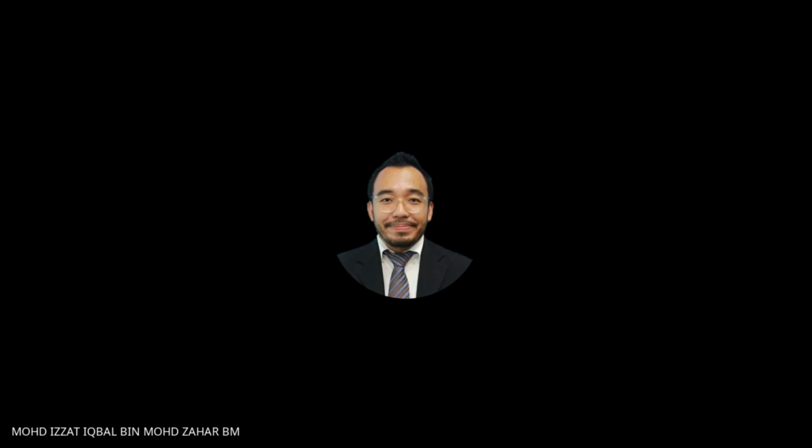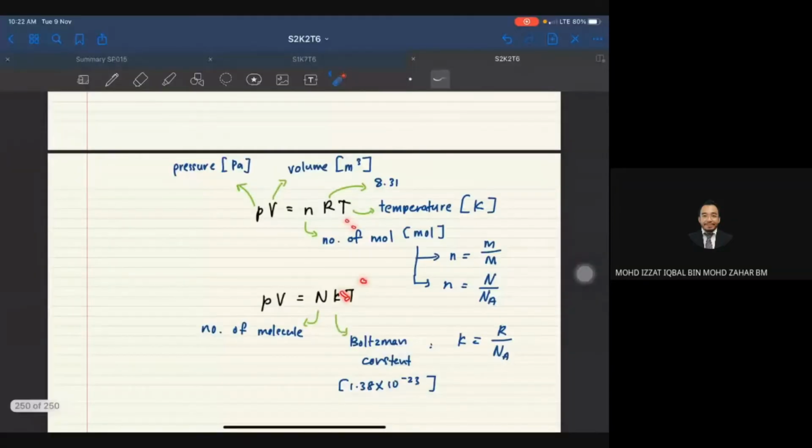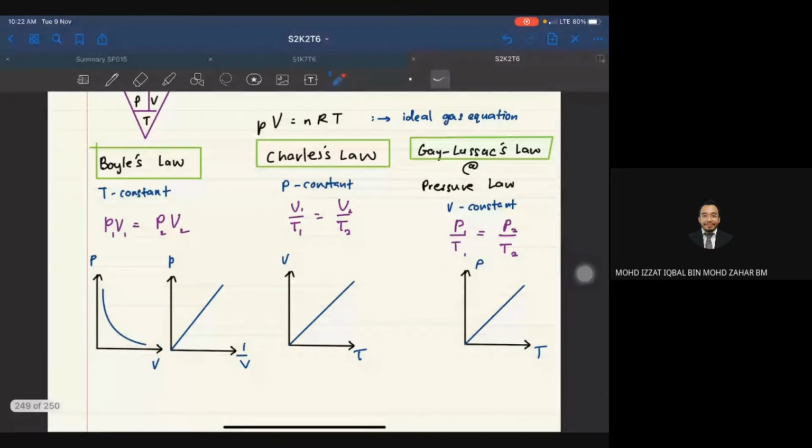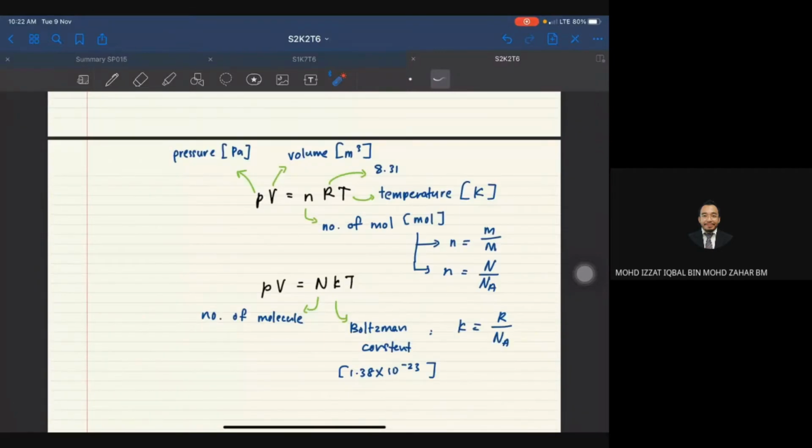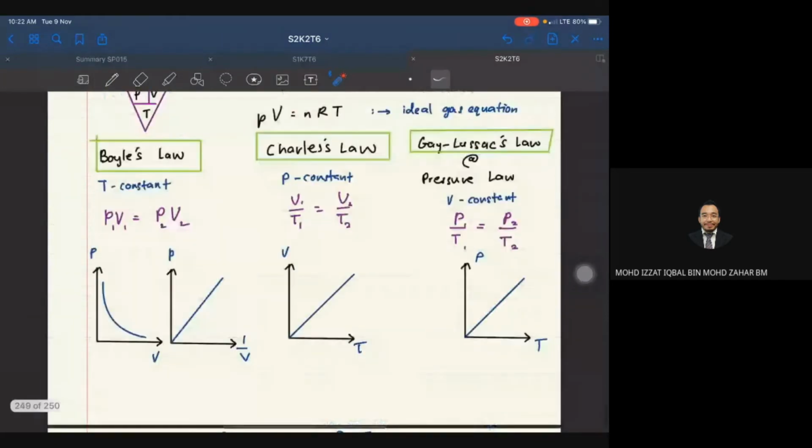So it depends on the question, and then you just have to use the yang mana yang related lah, which one kamu nak pakai. Yang atas ni, okay, normally when we discuss about this one, the N dengan R tu adalah constant lah, sama juga kat sini. N dengan K tu is constant, maksudnya dia dalam satu enclosed system. Biasanya macam tu. So bilangan atom dia tak bertambah, bilangan mole dia tak bertambah, and the constant memang tak berubah lah.